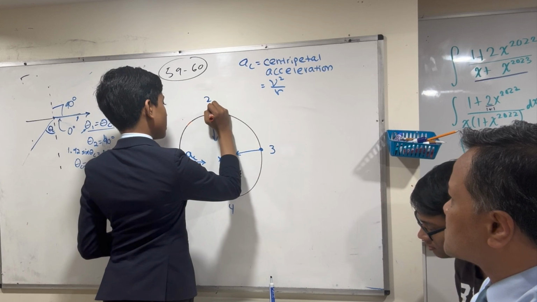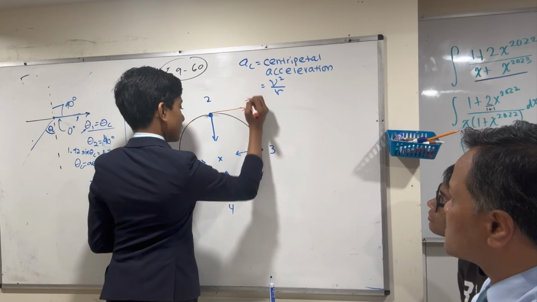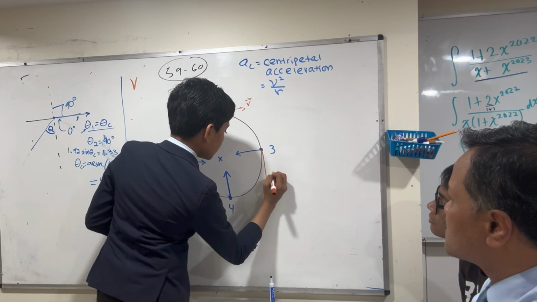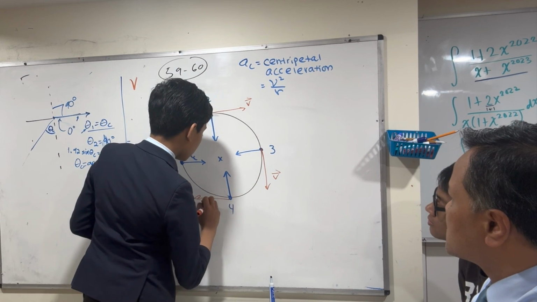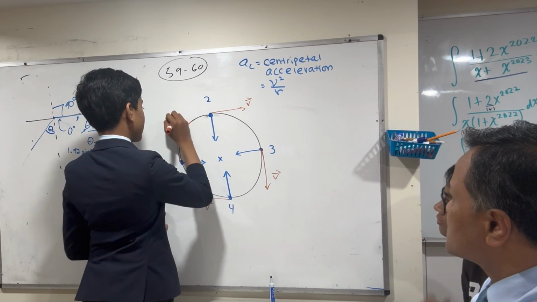So here's the velocity vector at 2. Here's the velocity vector at 3. Here's the velocity vector at 4. And lastly, here's the velocity vector at 1.